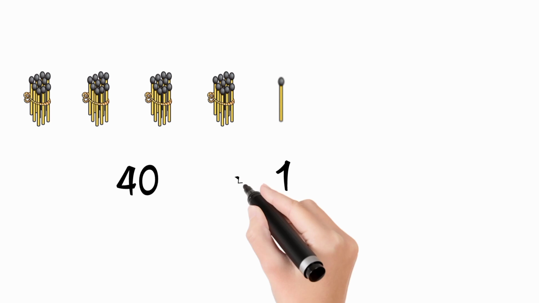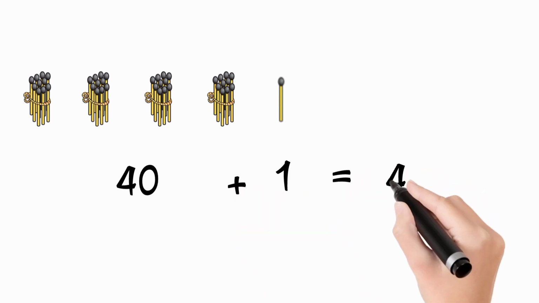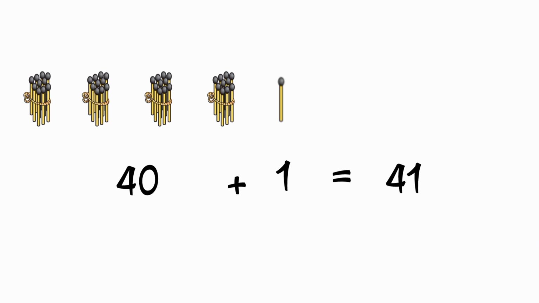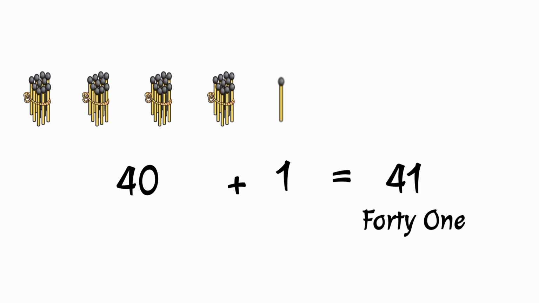So 40 plus 1 is equal to 41. 4 tens and 1 ones, 41. इसे 41 कहते हैं.